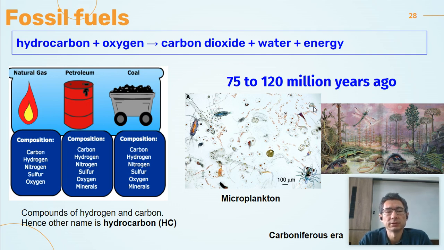So hydrocarbon and oxygen can make carbon dioxide, water, and energy. This is a basic equation of energy, how we produce energy. We need oxygen to burn the hydrocarbon.